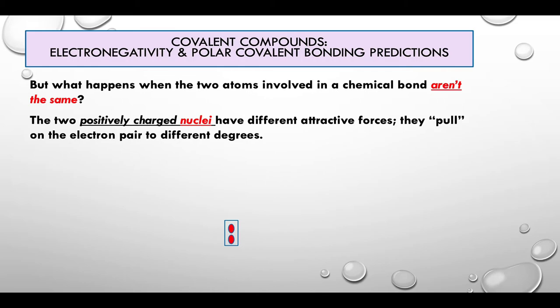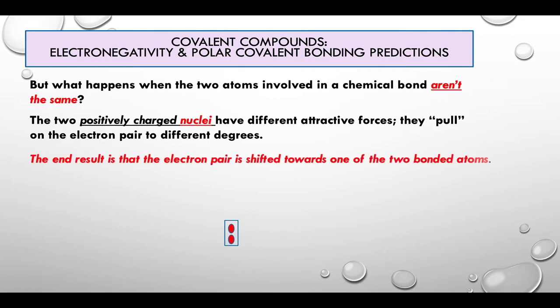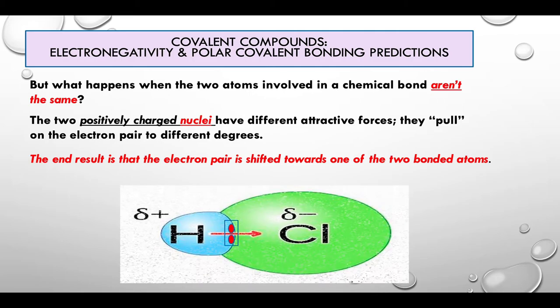Each has a positively charged nucleus that has different attractive forces depending on who has more protons. So they pull an electron pair, the spin paired electrons, to different degrees. The end result is that bonded pair is shifting towards one of the 2 bonded atoms, the one that has the higher electronegativity, the one that has more protons in the middle to pull on those negative electrons.